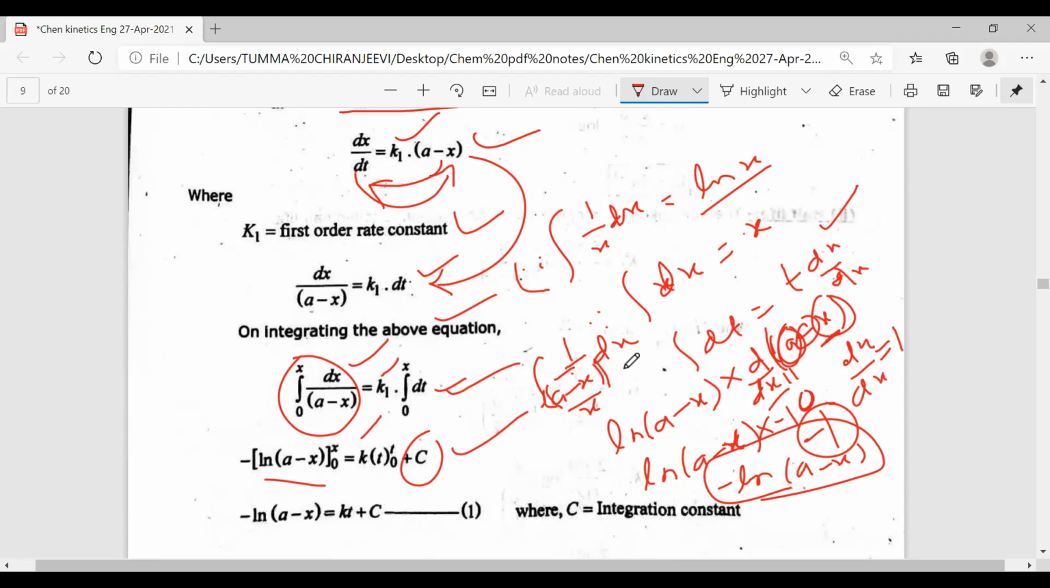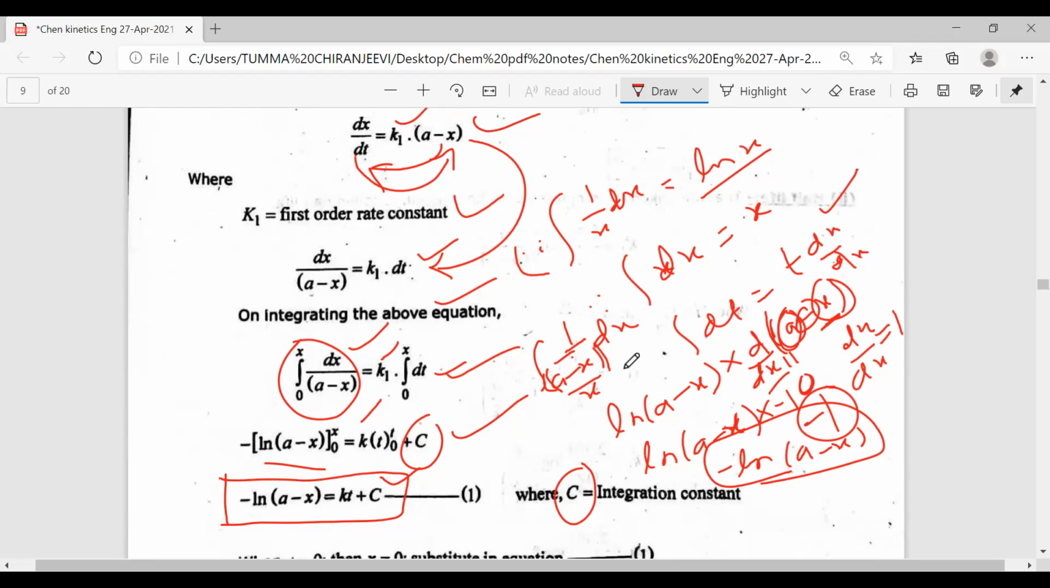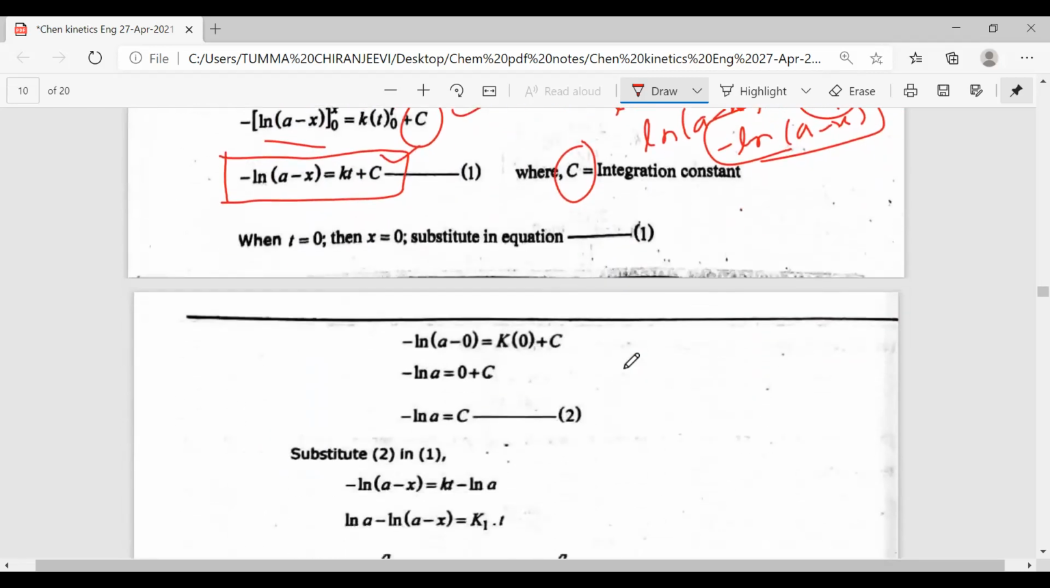After integrating the above equation, you can finally get this equation. So it is minus log a minus x is equal to kt plus c. Let it be equation number 1. Here c means the integration constant. So we have to find out the integration constant. How can you find out the integration constant?